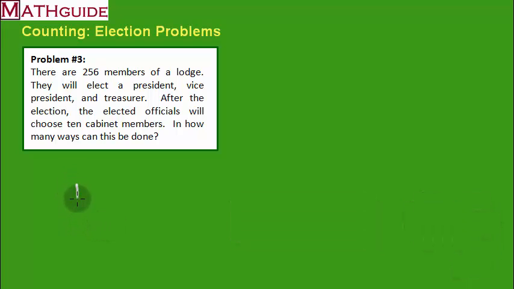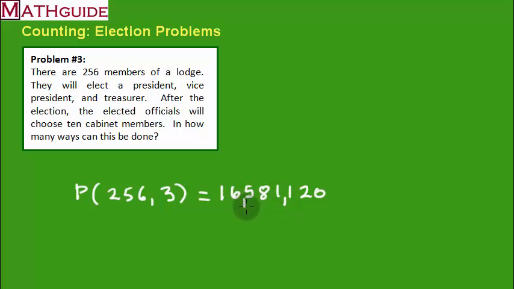So we're going to use permutations. So if there's 256 members, and we're going to select 3 of them, and order matters, we use the permutation, and I throw this in a calculator, get an answer. So this is what comes out of the calculator. So it looks like there's over 16.5 million ways just to choose the president, vice president, treasurer.